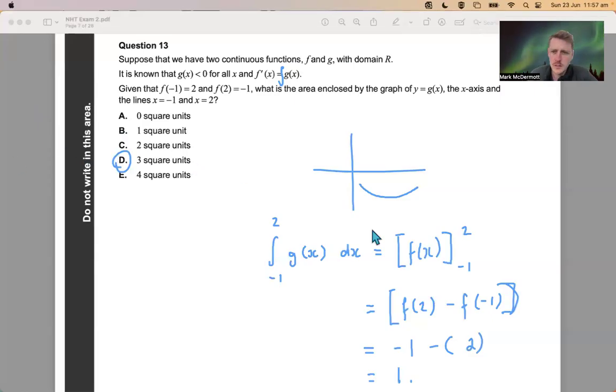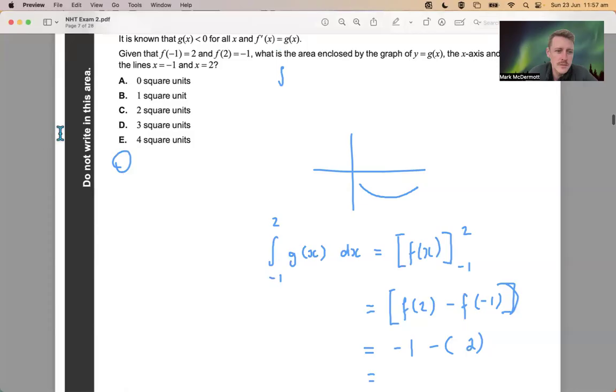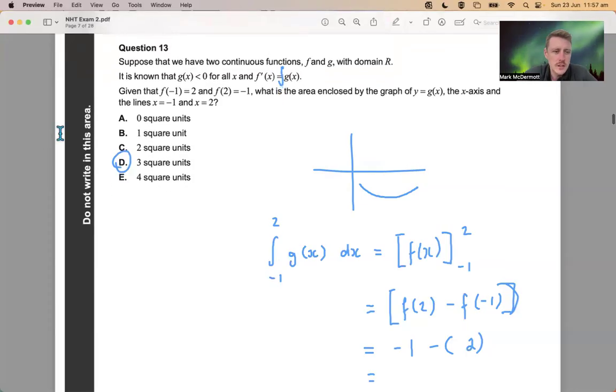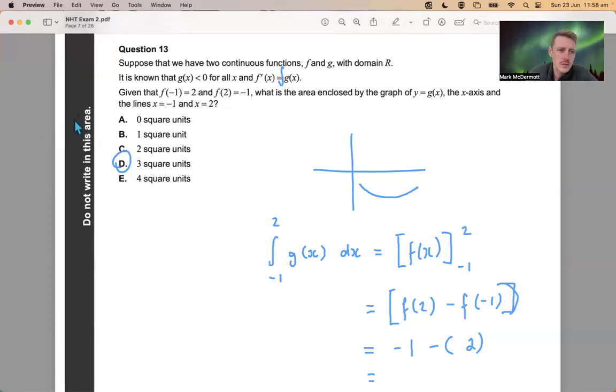Yeah, I reckon the answer is 3. So this should say -3, but then since g of x is entirely below the x-axis, to make it an area, you have to make it positive. So I reckon this should be -3 here, but then take the absolute value of that. So it should be +3 is your answer.